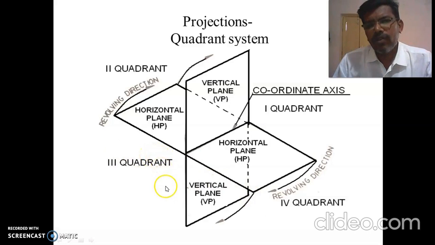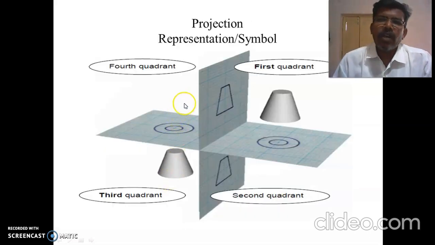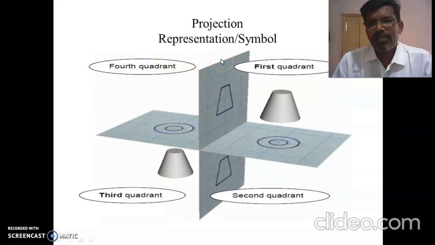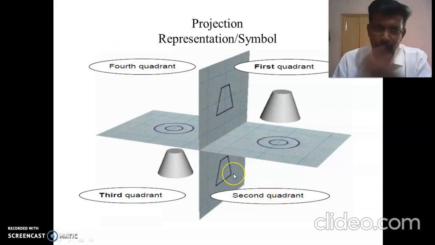Now let us go to another slide, that is projection of planes, with the representation and its symbols. Right, let us take this is an object. When the object is placed in the first quadrant, I have already said that this is the first quadrant, this one is interchanged, this one is the second quadrant, this one will be the third quadrant, and this is the fourth quadrant. So please change this one.